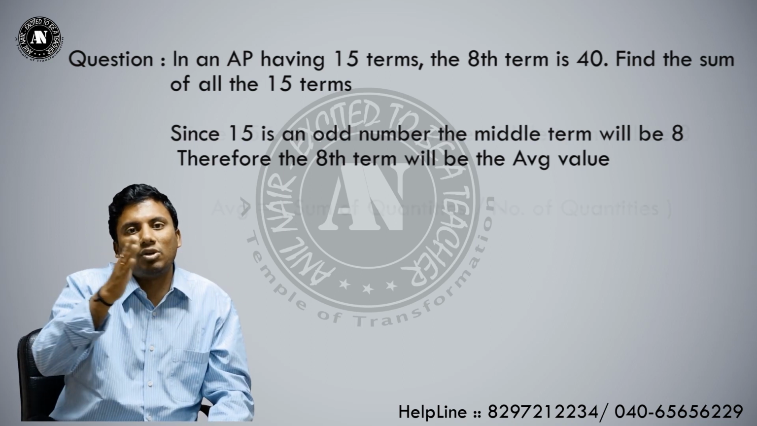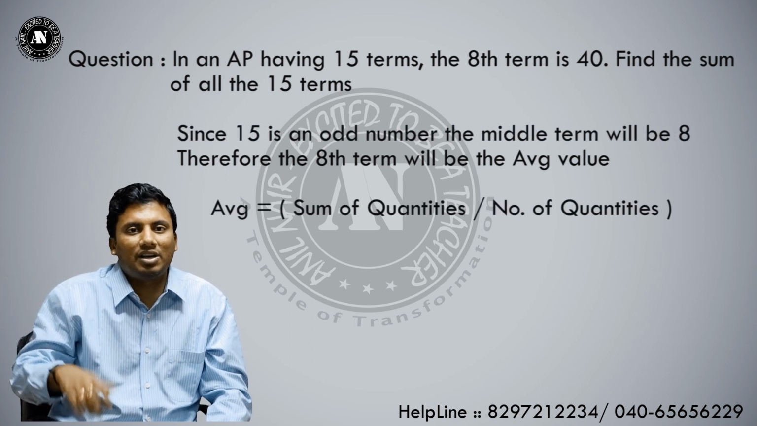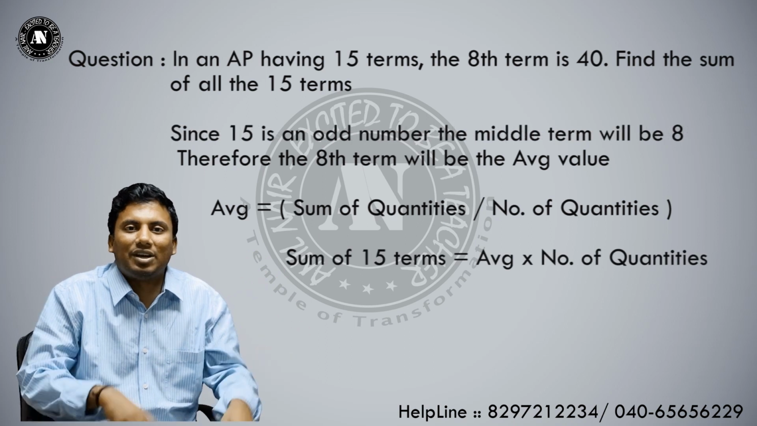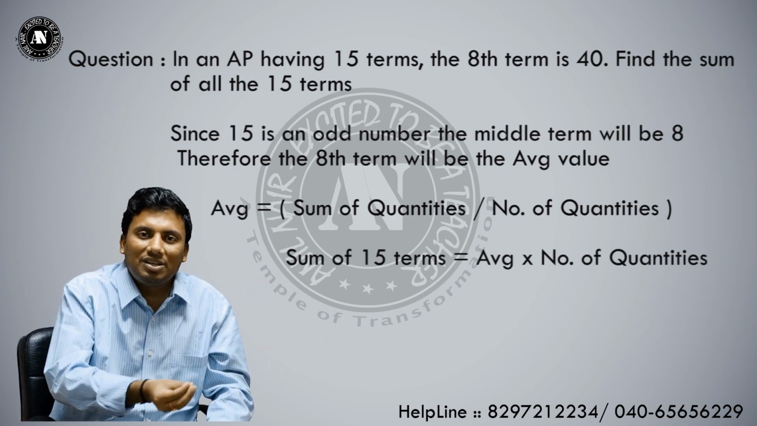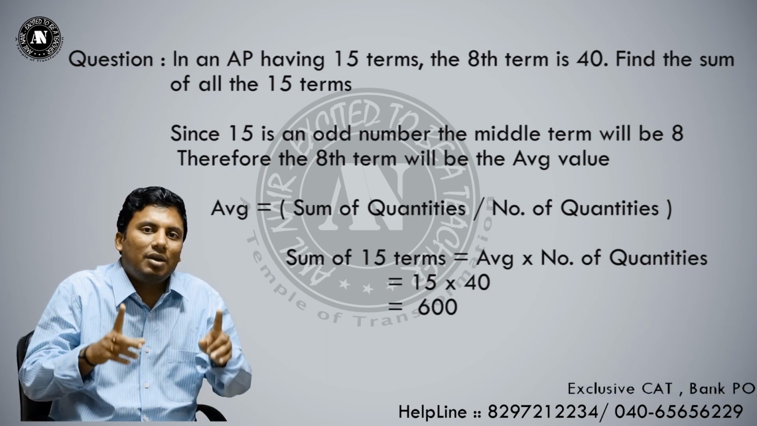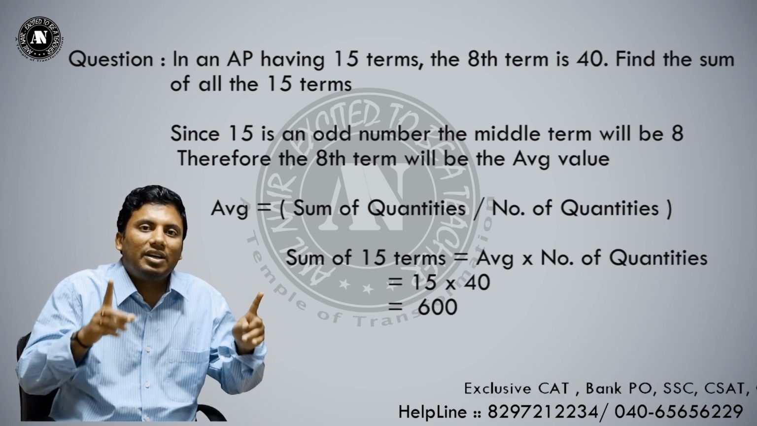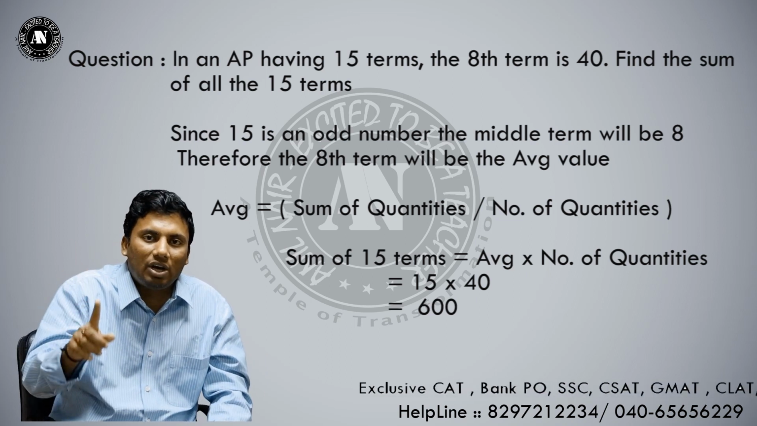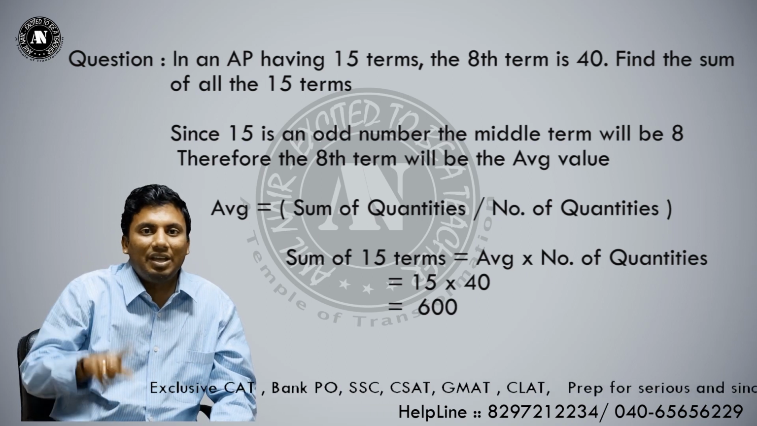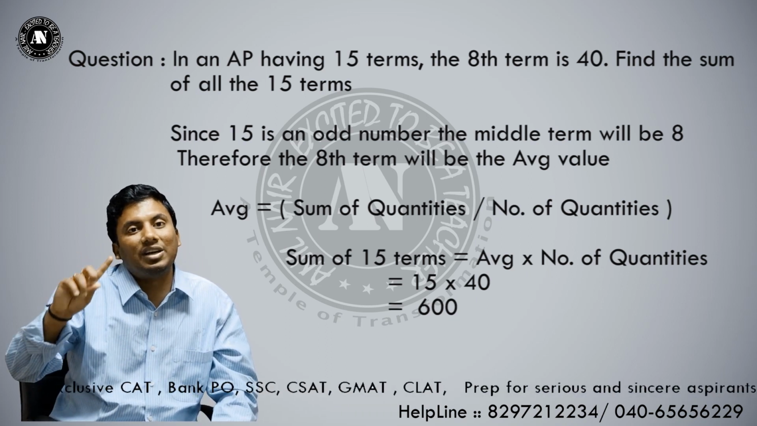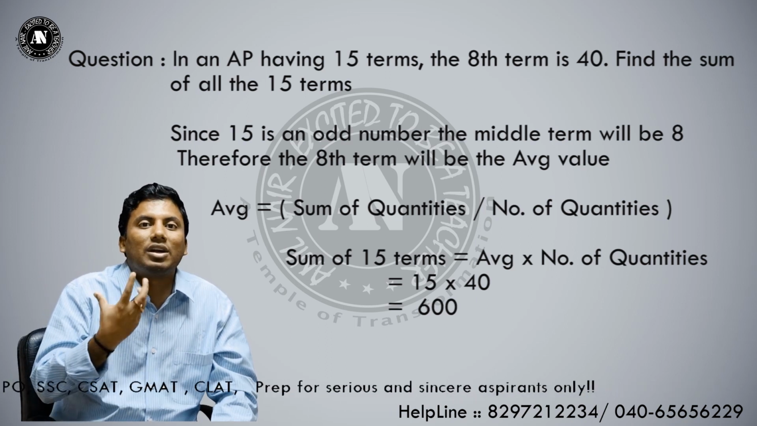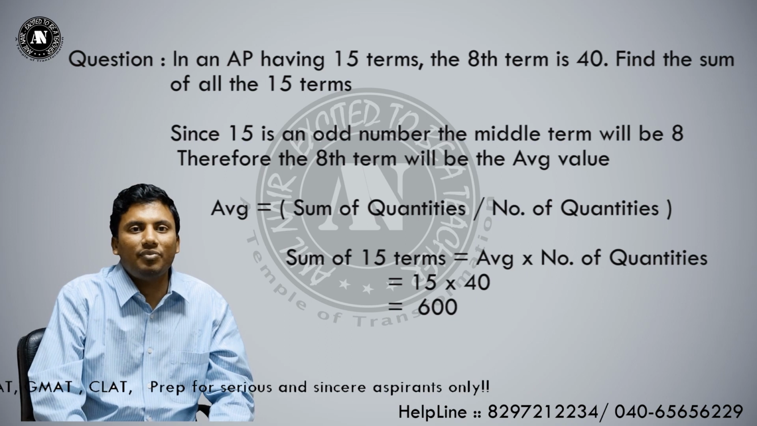So average equivalent to sum of the quantities by number of the quantities. T8 equivalent to S15 by 15. Whatever the T8 value that is there in the question, please substitute it and get the answer. We are able to connect the dots between T8 and S15 because for S15, T8 is the middle term. If he asks us to find out S22, the answer will be cannot be determined because we don't know what the A value and D value are.